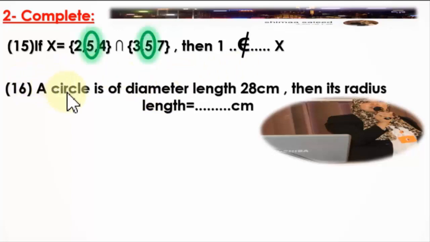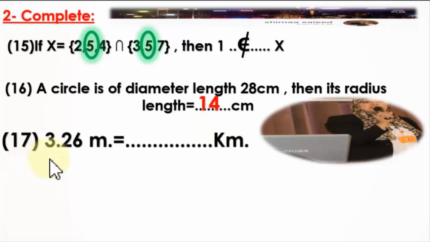If x equals the set of 2, 5, and 4 intersect the set of 3, 5, and 7. Which elements are common? Here we have 5 and another 5. So 1 doesn't belong to x. A circle has a diameter length of 28 cm. Then its radius length equals half of 28, which is 14. Well done.